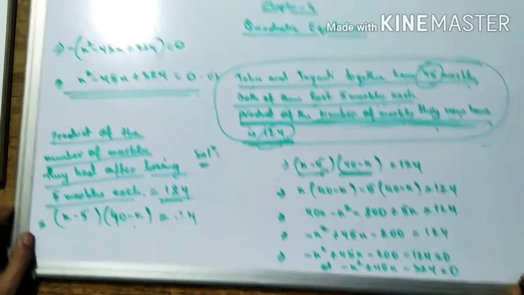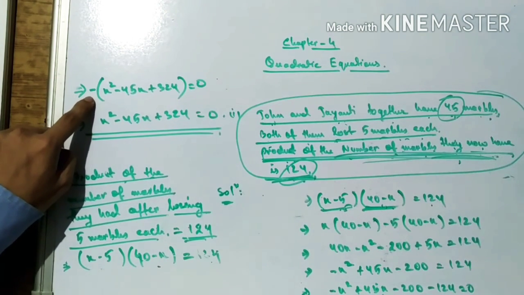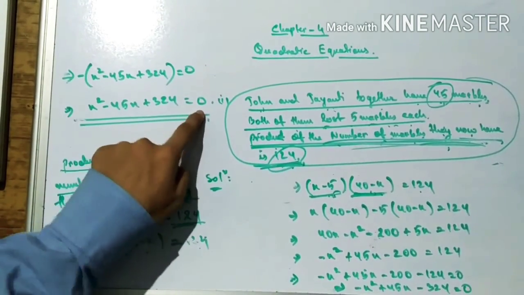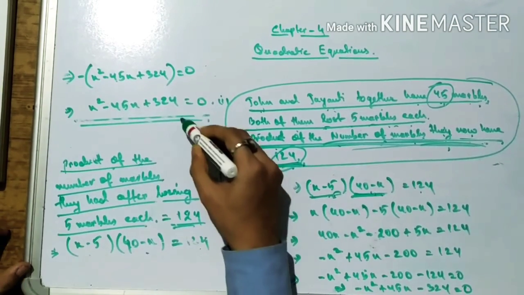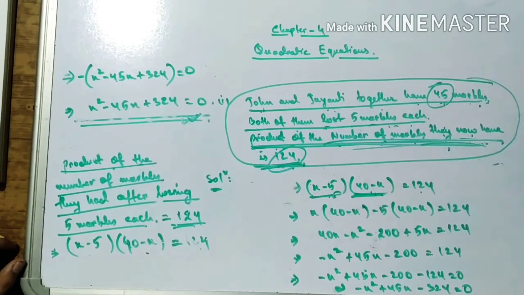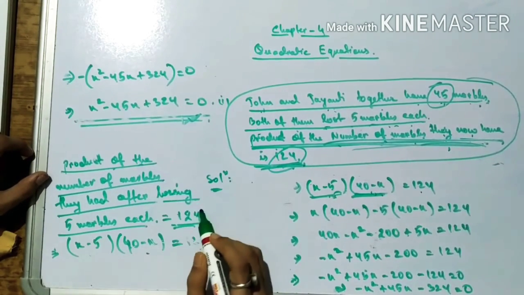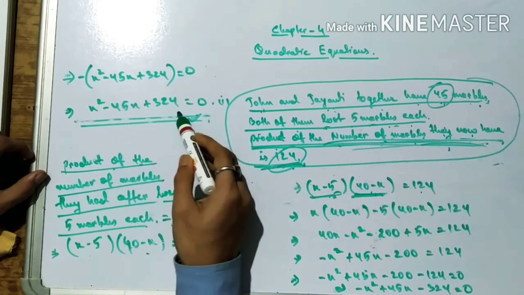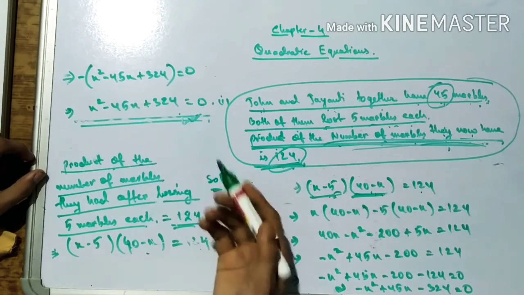I have taken minus common here, which is ultimately how I got this, and this minus is negative. If you bring it to the right hand side, ultimately you will get 0 on the right hand side. Ultimately you will get x square minus 45x plus 324 is equals to 0. This is our solution. And the last line you can write as it is given in your book. Therefore the number of marbles John had satisfies the quadratic equation, which is the required representation of the problem mathematically.